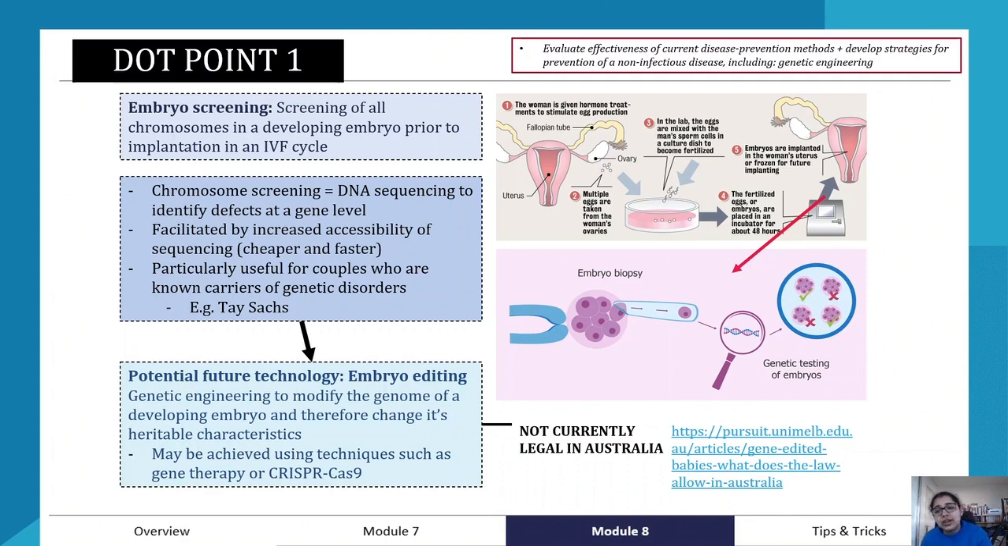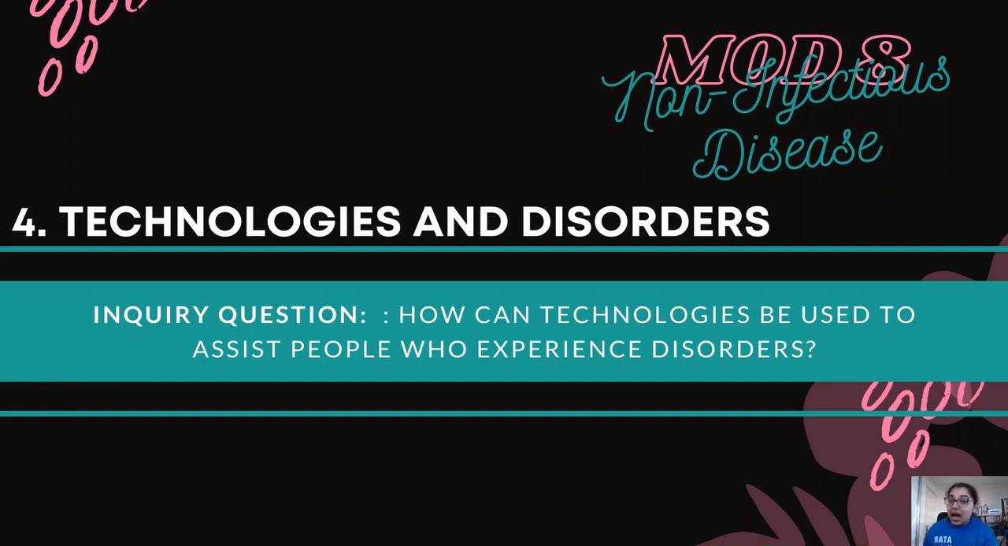Embryo screening is the screening of all chromosomes in a developing embryo before implantation in an IVF cycle. This is where we screen the chromosomes and use DNA sequencing to identify any defects at a gene level, and it's particularly useful for couples who are known carriers of genetic disorders like Tay-Sachs. Potential future embryo editing is not legal in Australia right now, but we are seeing an unprecedented use of these technologies.